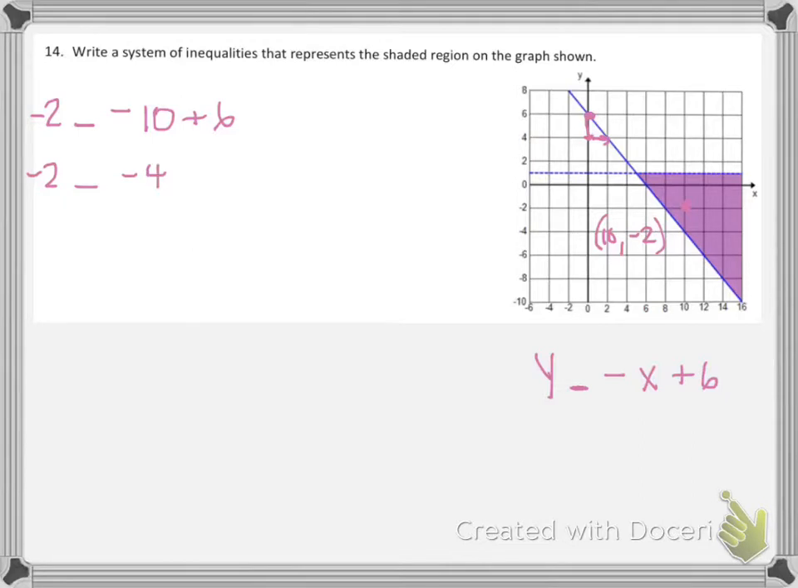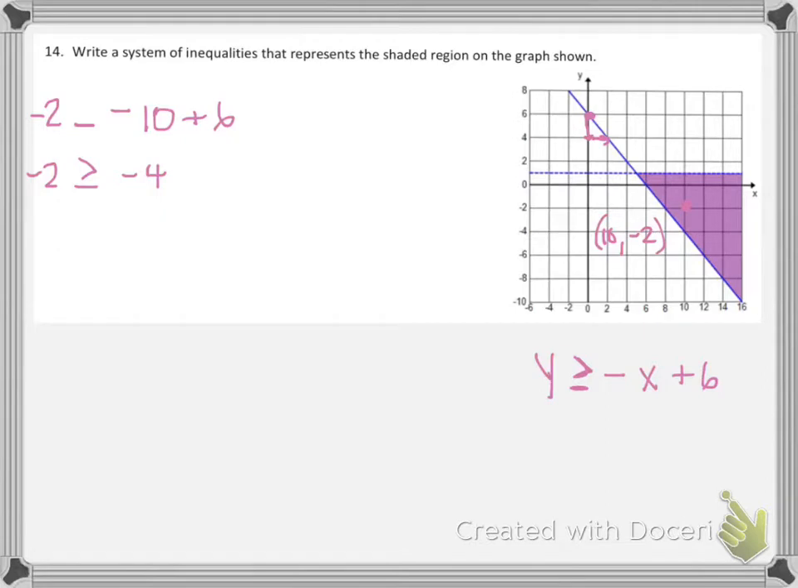So then I have negative 2 is something or equal to negative 10 plus a positive 6, which is negative 4. And then I just decide, is negative 2 bigger than negative 4 or smaller? And the answer is it's bigger. So that's my symbol. y is greater than or equal to negative x plus 6 is the first inequality in my system.